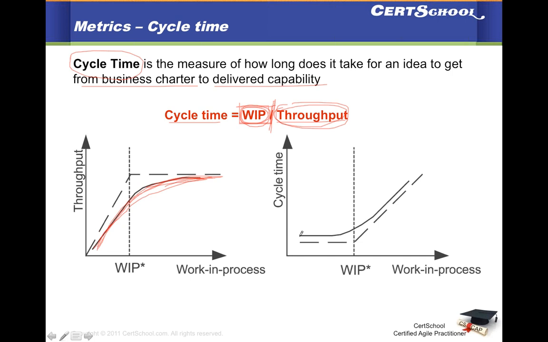Okay, and also, if you look at cycle time, if you see the trend of cycle time against work in progress, as your work in progress increases, your cycle time also increases. It means that you're having to work more to be able to deliver that idea. Okay, so this is the relationship between cycle time, work in progress, and throughput.